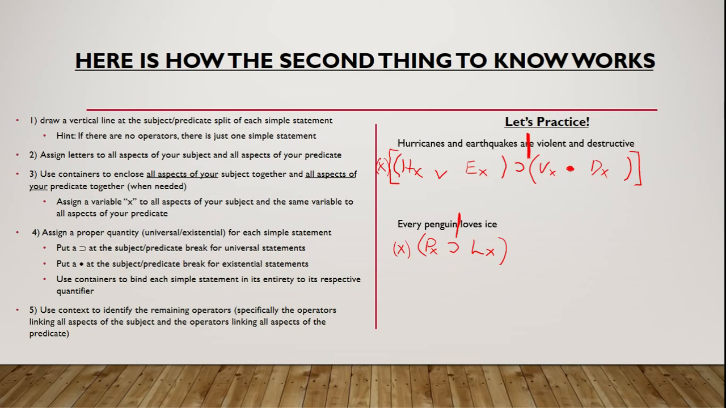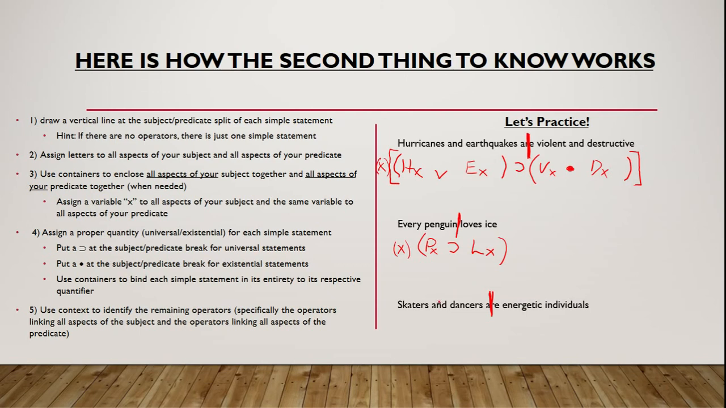Piece of cake. Next. Skaters and dancers are energetic individuals. Ugh, I thought things were getting easier. Let's try this one. Number 1, draw a vertical line at the subject predicate split of each simple statement. So skaters and dancers, we have are, drawing a line at the subject predicate split. If there are no operators, there's just one simple statement. This one has that and as well, but I'm still going to treat it as one simple statement, even though technically you could say skaters are energetic individuals and dancers are energetic individuals. You could break this up into two different statements. I'm going to treat it as one simple statement though.